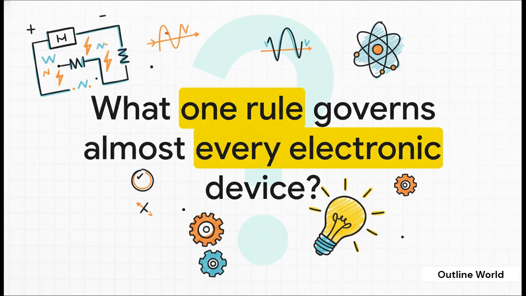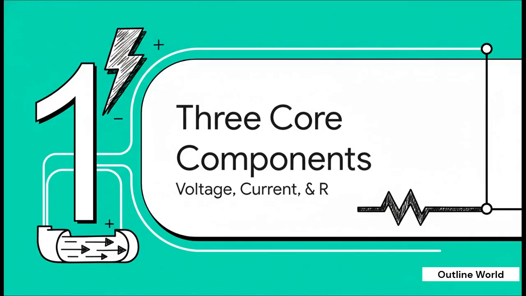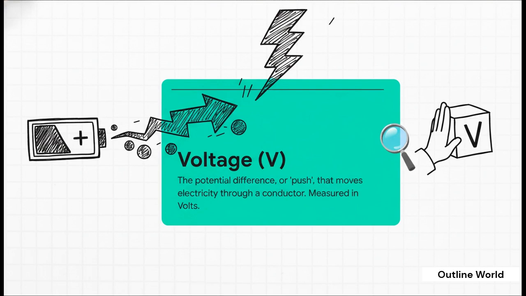Okay, so to really get a grip on Ohm's law, we first have to meet the three main characters in the story of electricity. These are voltage, current, and resistance. Just think of them as the key players in every single circuit out there. First up, we've got voltage. The easiest way to think about voltage is as the push, or the pressure in the system. It's the force that's just waiting to get the electricity up and moving. Without voltage, well, nothing happens at all.